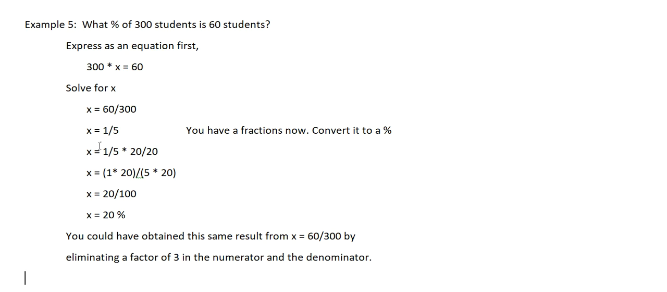And then we know that 5 times 20 is 100, so we're going to multiply it by 20 over 20. So it's 1 times 20 divided by 5 times 20, or 20 over 100, or 20%. Now you could have gotten that same result if you had just factored a 3 out of this line right here. Okay, so 60 is 3 times 20, and 300 is 3 times 100, and so you could have been here a step earlier.